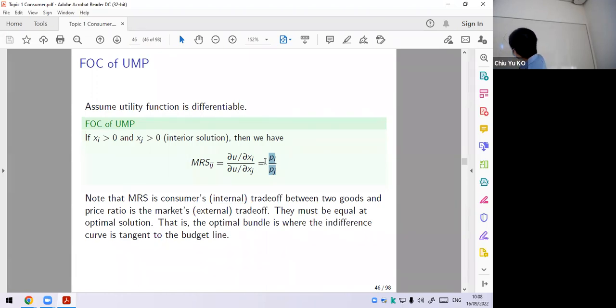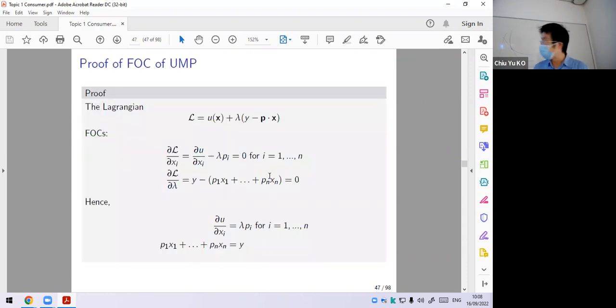This means that the optimum bundle must be at the point where the tangent is the same as the budget line. Okay, this is what it means. You learn it in your undergraduate or introduction to micro, so it's not something new here. And how do you derive that result?